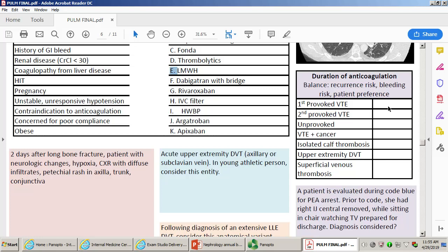Is K-Centra a brand name? K-Centra is the brand name. What's the generic? 4-factor PCC, prothrombin complex concentrate. You get it quicker, right? You call pharmacy, and here you go. Whereas with FFP, you have to type the patient, prepare the blood products, and thaw the FFP. You're giving them volume, and you're giving them higher risk for transfusion reactions, etc. So standard of care is the PCC, not FFP.